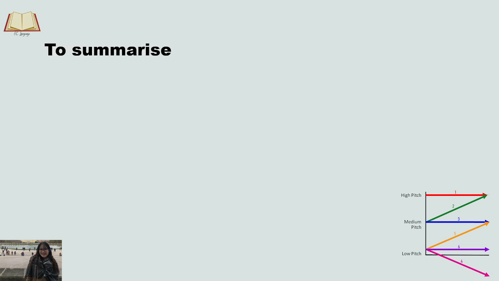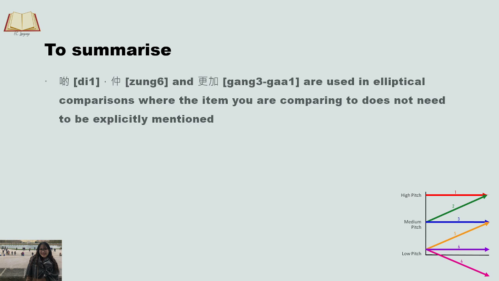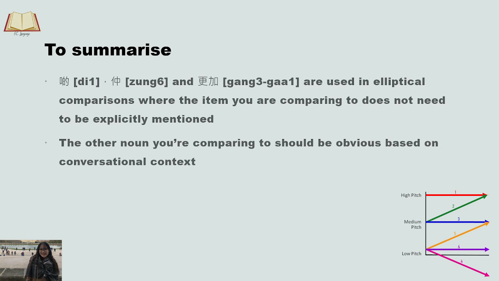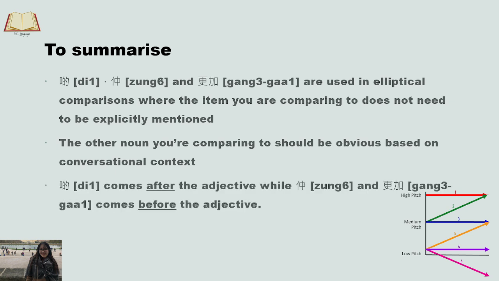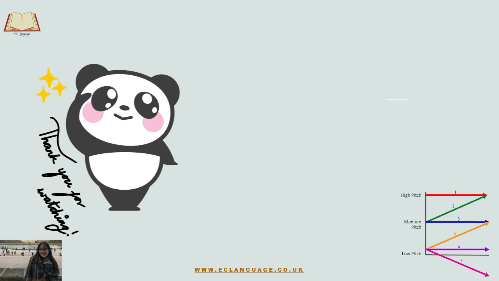To wrap up, here are a few points to take away. Di, joeng, and gung-ga are used in elliptical comparisons, meaning the item being compared should be obvious based on context. Hence, you do not need to explicitly mention it when you are doing the comparison. The structure of these sentences are slightly different. Di acts as a suffix and comes right after the adjective. Meanwhile, joeng and gung-ga act as prefixes and come right before the adjective. Furthermore, joeng and gung-ga may have similar meanings, but there is a slight subtle difference. And that brings us to the end of this video.